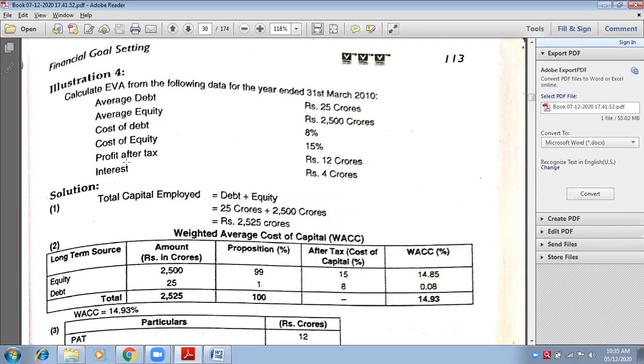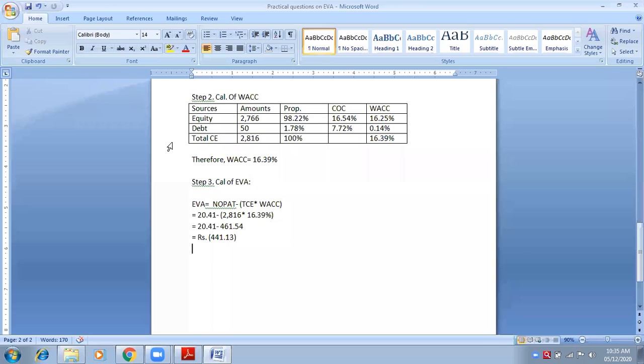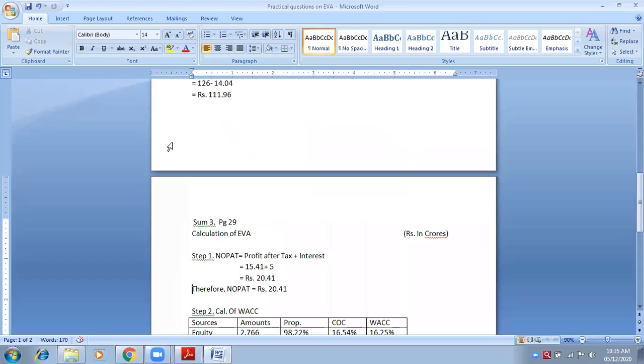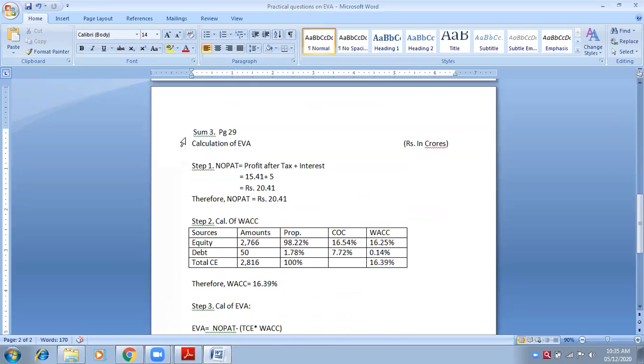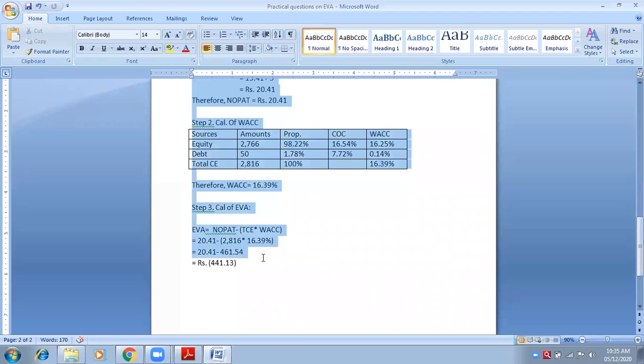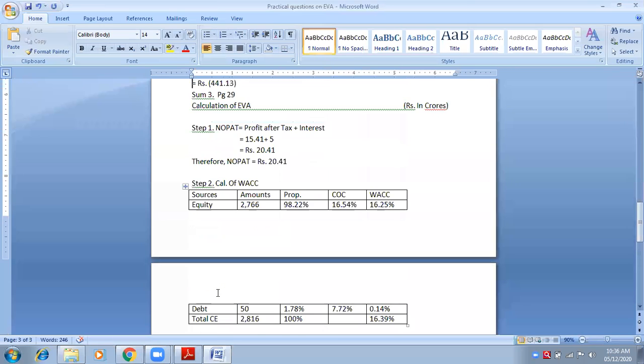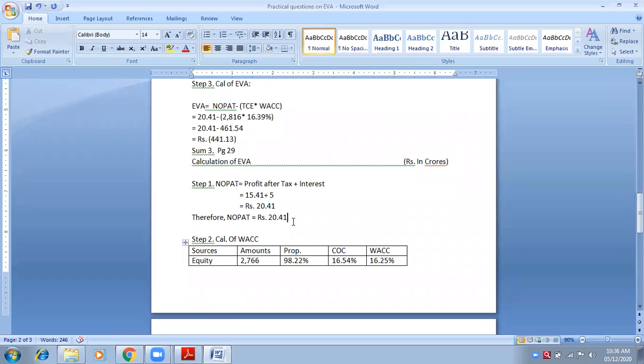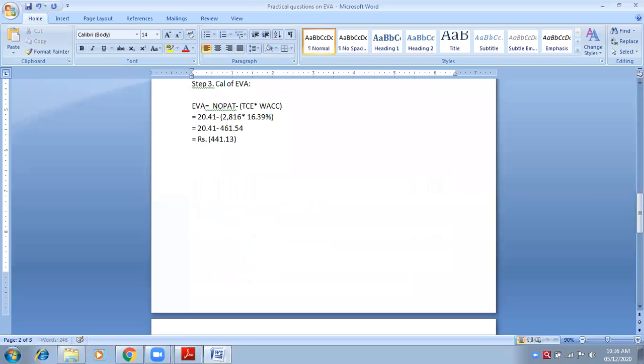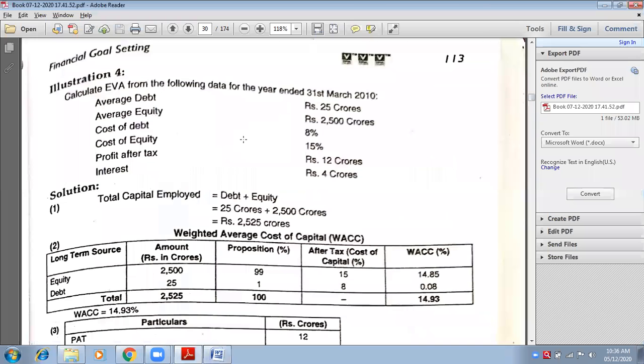Okay, same problem, just as now we did the same question, we have another one, only the figures are different. So let us quickly do this. Okay, so this is sum number 4.